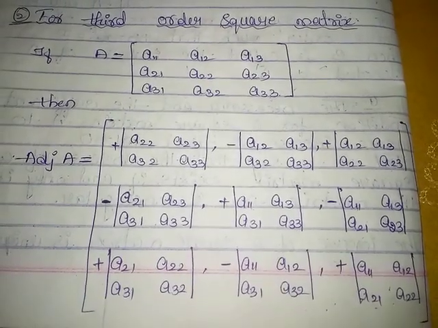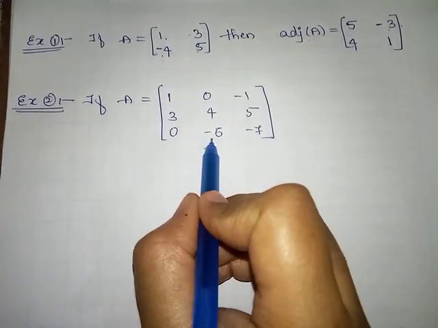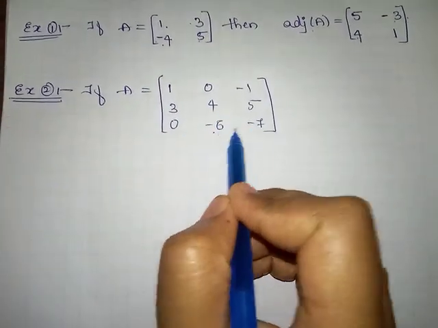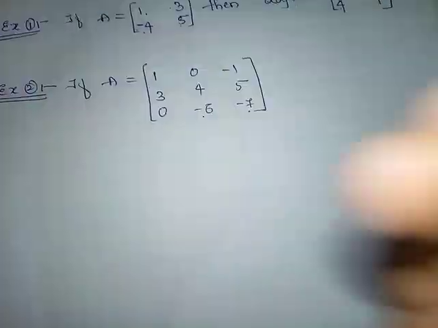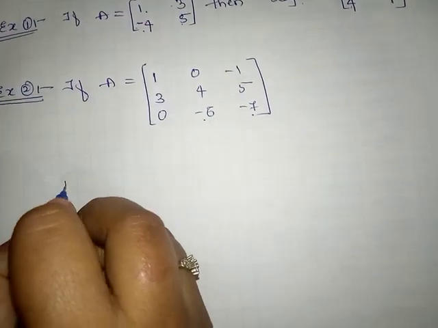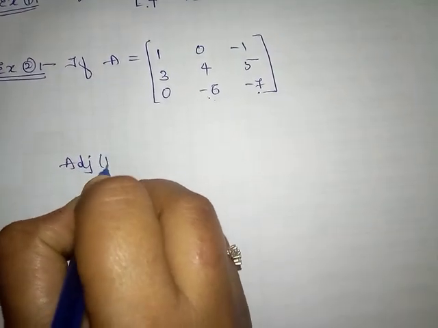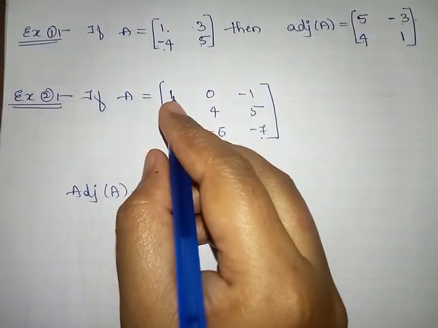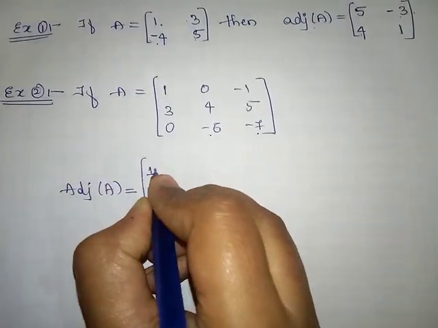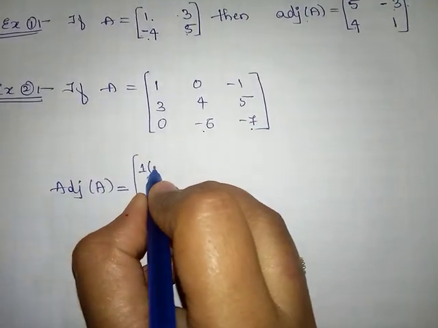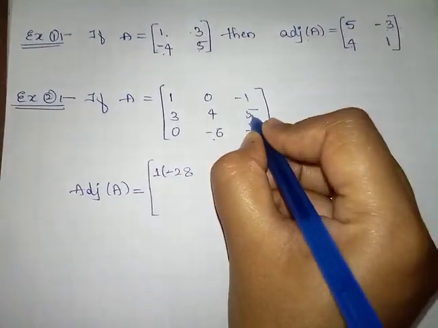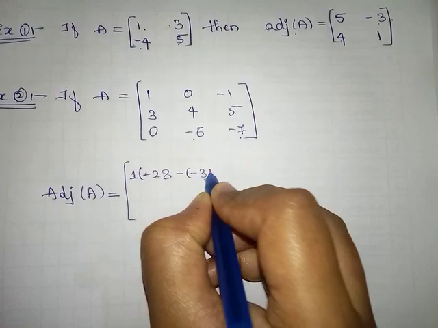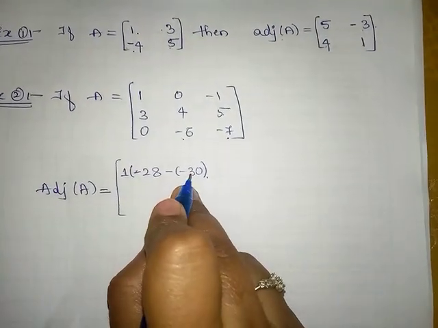Let us see one example. I am considering the 3 cross 3 matrix, that is A is equal to 1 0 minus 1, 3 4 5, 0 minus 6 minus 7. Next we have to find the adjoint of this one. Adjoint of A is equal to, first we have to take the first element, this is 1, then 4 7s are 28, it is a minus 28. Then we have to multiply these two elements, this is a minus of minus 30. For the first element, it is over.